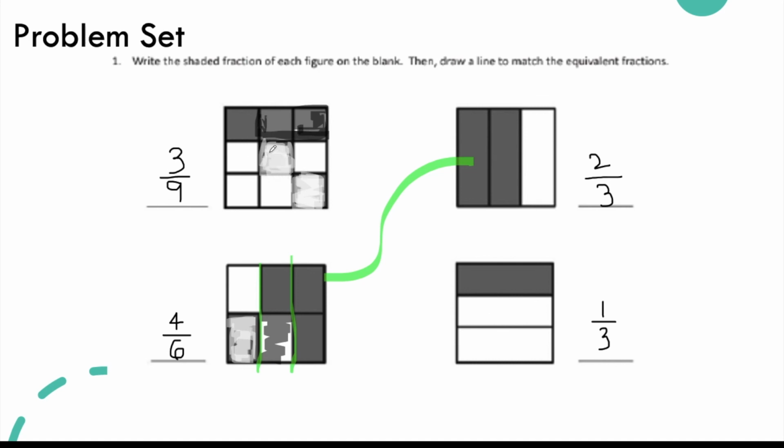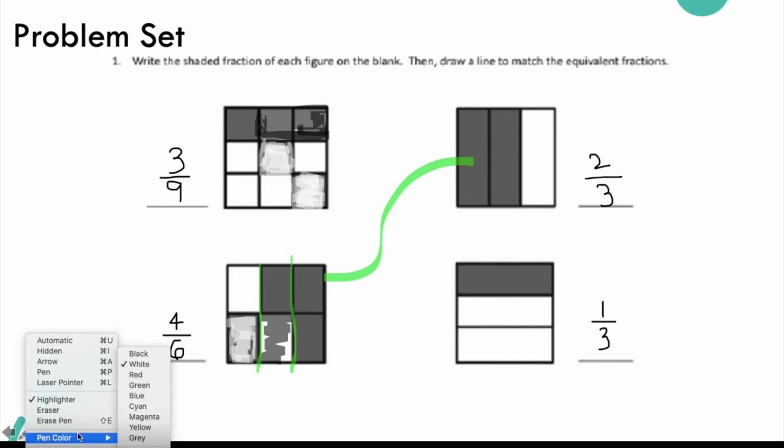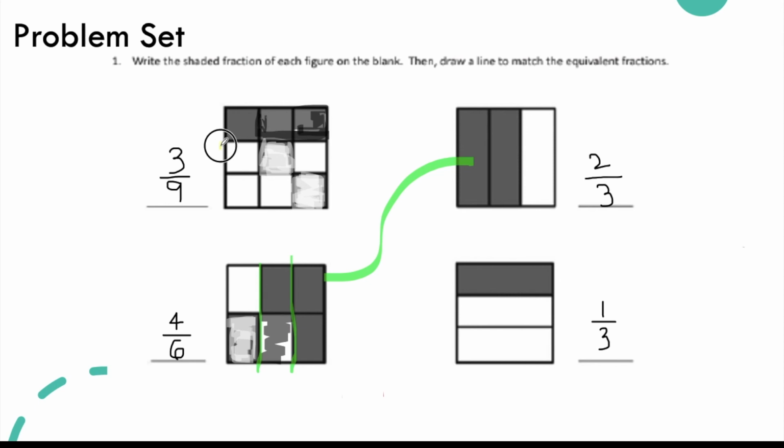Okay, great. So now I can actually see that I have 3 rows, just like in my thirds, and the top one's the only one filled in, so I know that 3/9 is equivalent to 1/3. Good job, guys.